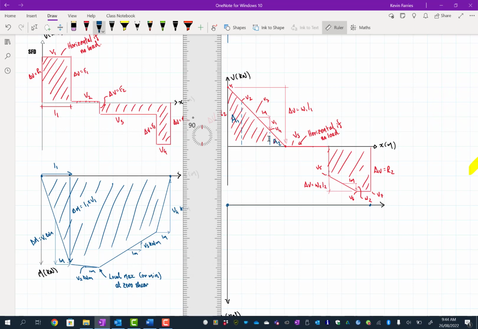And what does that mean? Well, it means that if I just do a quick sketch, moment positive downwards, this is a positive moment, a positive shear, so it's going to lead to the moment increasing. Negative shear is going to lead to the moment decreasing, and positive is downwards.